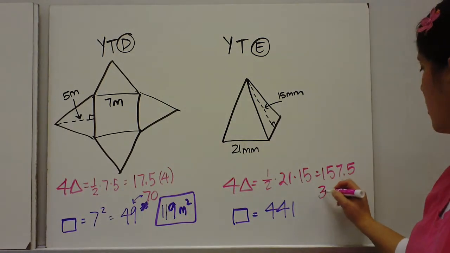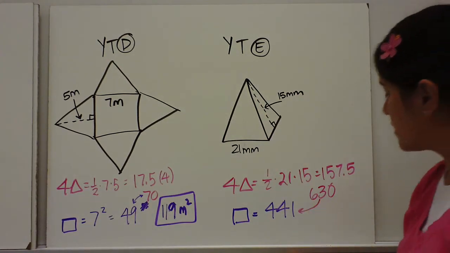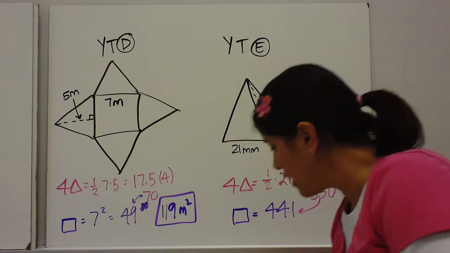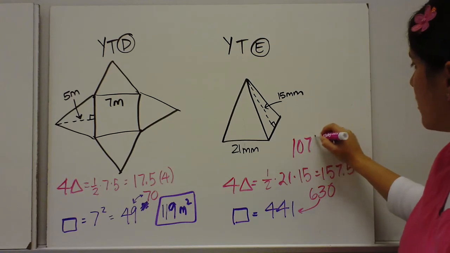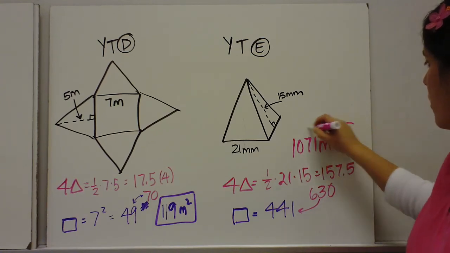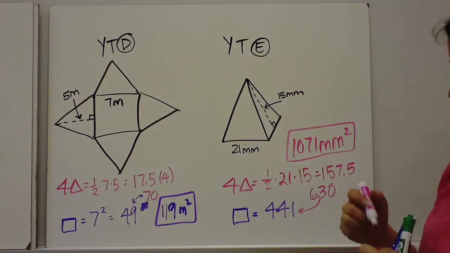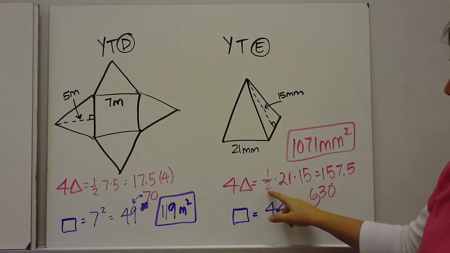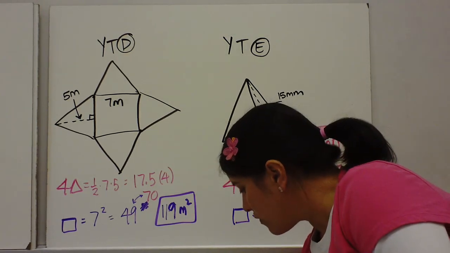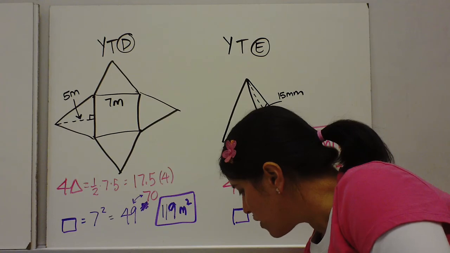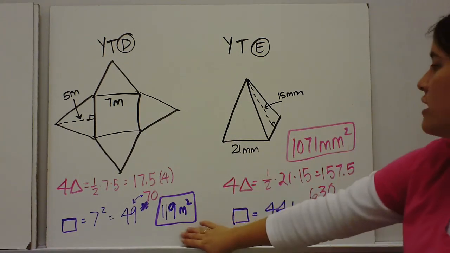So 630 plus 441. Ooh, and we get 1,071 millimeters squared. Okay, so let me just make sure. Half of 21 and 15 times 4 plus 441. Yep, 1,071 millimeters squared, 119 meters squared.